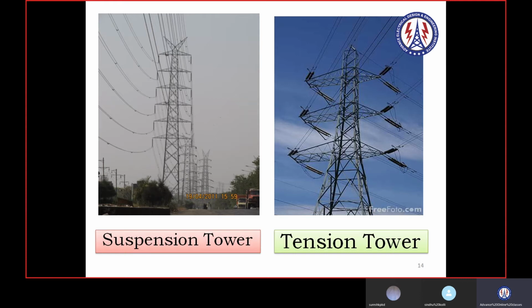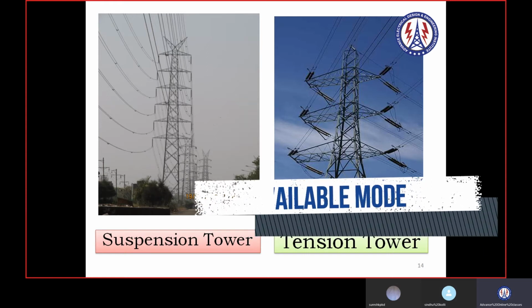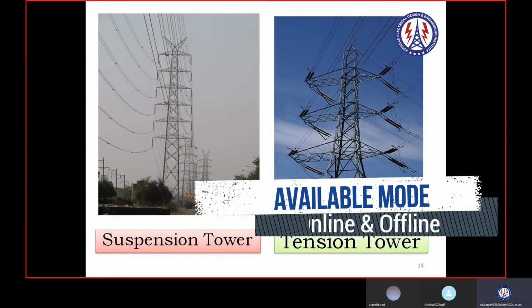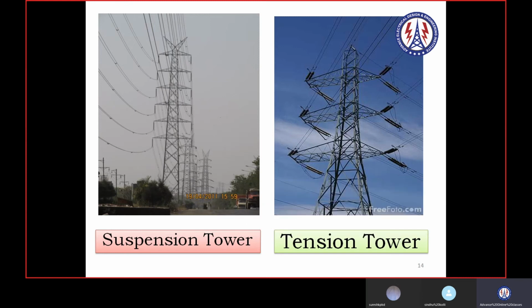Now the question is where we use the suspension type tower and where we use the tension type tower. In these three positions we use the tension type tower: the starting position of the transmission line, the end position of the transmission line, and the route divergent position of the transmission line. In the rest of the area we use the suspension type tower. Understand where we use tension and where we use suspension? With the help of one or two examples, I am also going to guide you further.